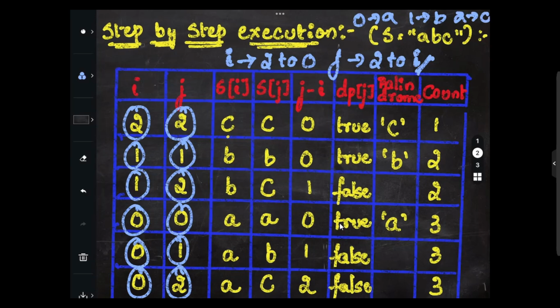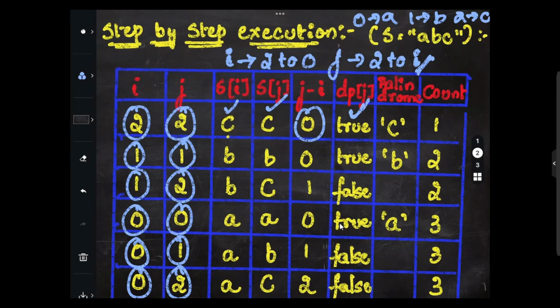S of i we have as 2, which is C. Here i is C and j is also C. In this case, j minus i is 0, that is, 2 minus 2 is 0. This is fine. Whenever we get 0, the output is true.